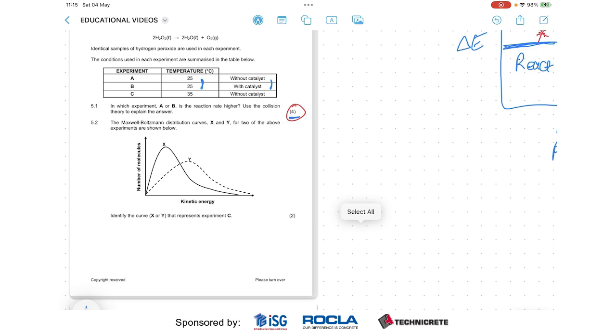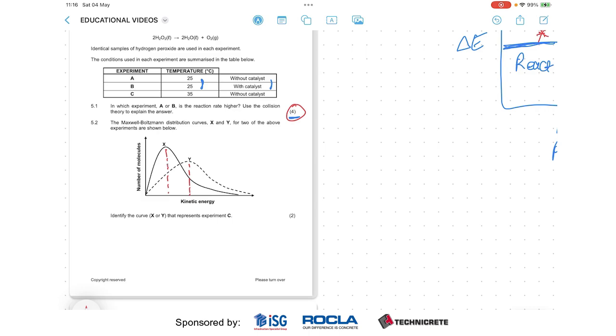So the first thing to note is that the area under these graphs would be the same. The difference is where the average kinetic energy lies. What you've got to notice is that the average kinetic energy is where the hump is the highest. Let me just make this a bit tidy. So the average kinetic energy is where the tallest part of the hump is.